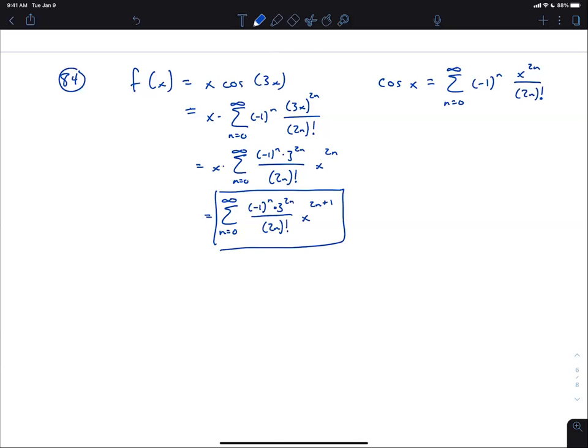Question in chat: is there a difference between a Maclaurin series and a Taylor series? Not really. A Taylor series can have any center. A Maclaurin series must have a center of 0. So all Maclaurin series are also Taylor series, but not vice versa. Does that make sense?